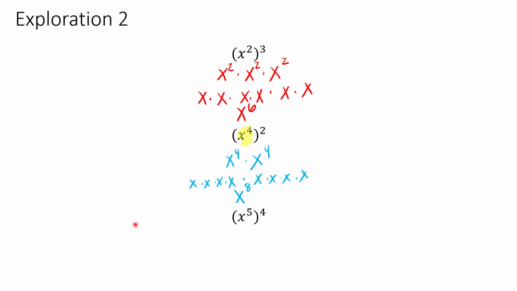Now, this one, we're going to get to the point real quickly. I do not actually want to write all this out. This is quite a bit of writing. So I am going to use what I know. We have x to the fifth raised to the fourth power. So this means that x to the fifth is going to be listed as a factor 4 times. And then in my head, I'm going to think, okay, so I have 5 and then 5 more and then 5 more and then 5 more.